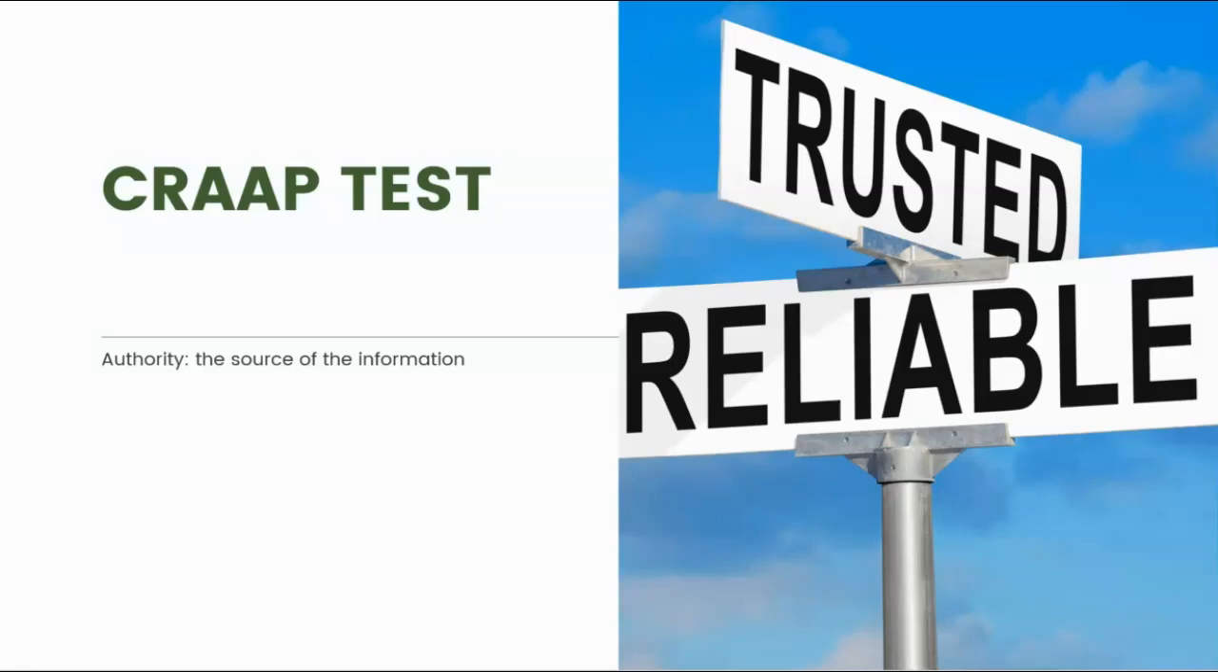Authority involves assessing the source of the information. When evaluating a resource for authority, ask yourself, who is the author, publisher, source, or sponsor? Are the author's credentials or organizational affiliations given? If so, what are those? What are the author's qualifications to write on this particular topic? Is there contact information available, such as for the publisher or an email address to follow up with?